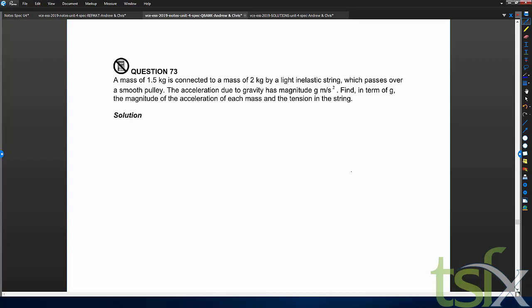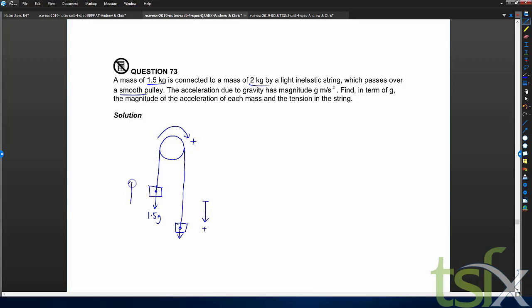So we've got a mass of 1.5 kilograms connected to a mass of 2 kilograms by a light inelastic string which passes over a smooth pulley. Important to know that. So we've got our two masses. Which mass is going to move downwards? The 2. So let's draw up our diagram. So we've got our 1.5 g on this side. We've got our 2 on this side. Because it goes downwards, I'm going to put it a bit lower to say it goes that way. Okay, so the motion's going to be like that, you agreed. So we're going to call positive downwards.